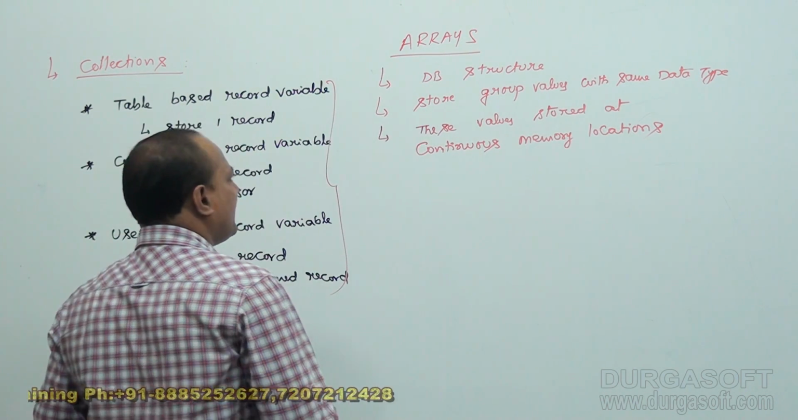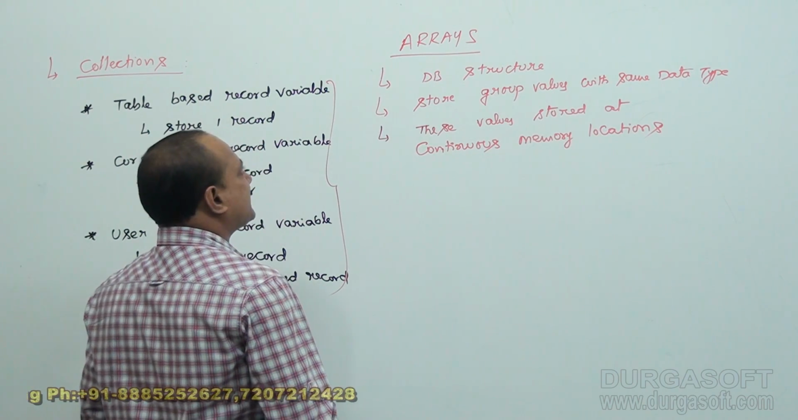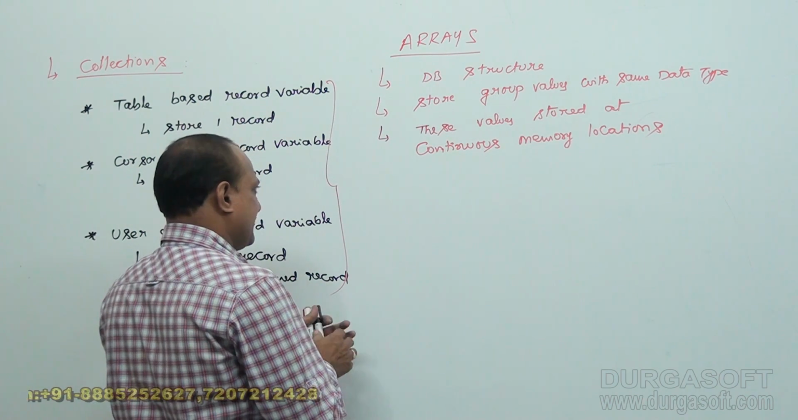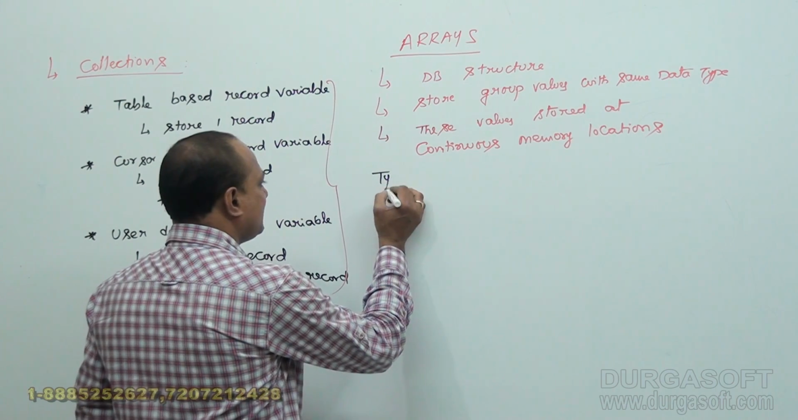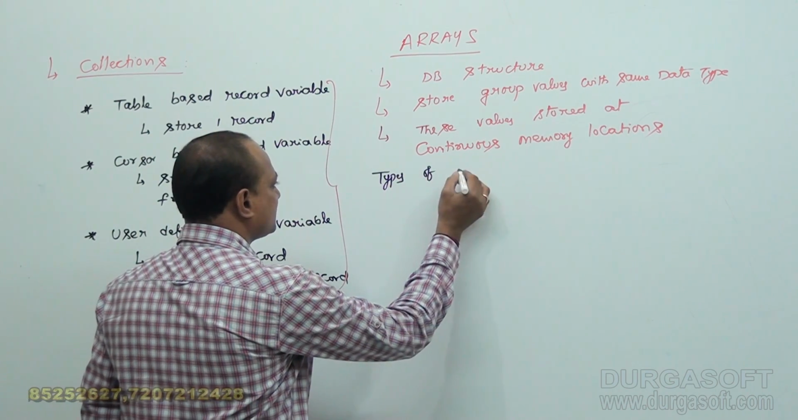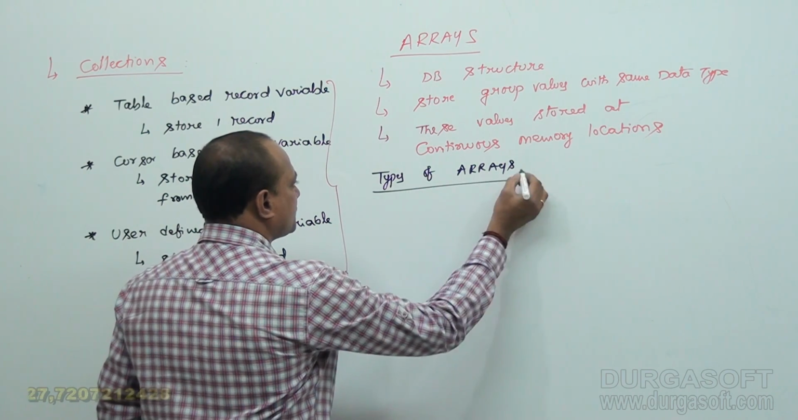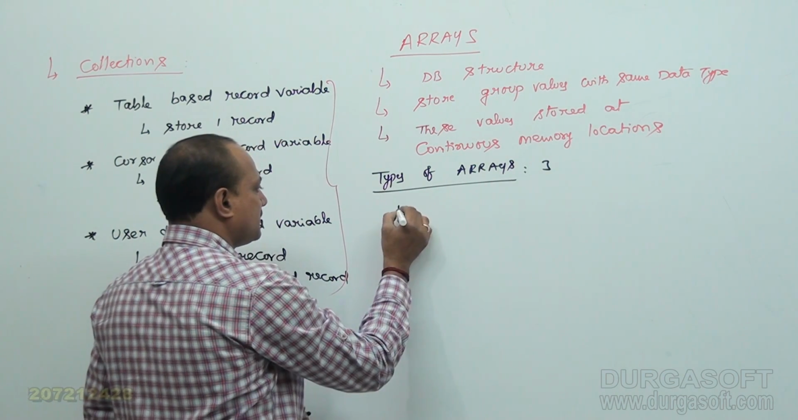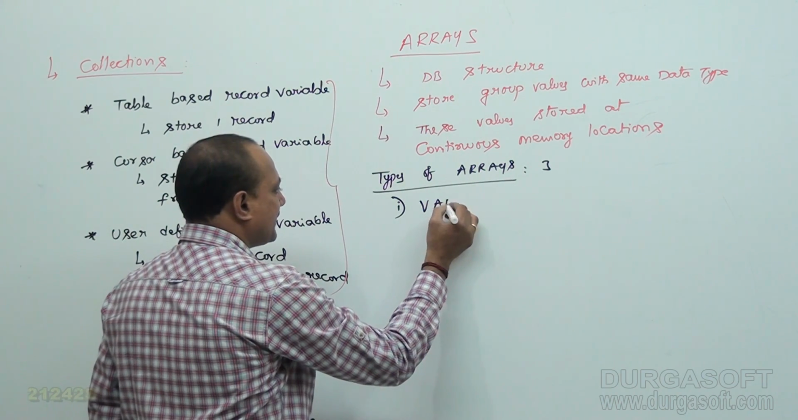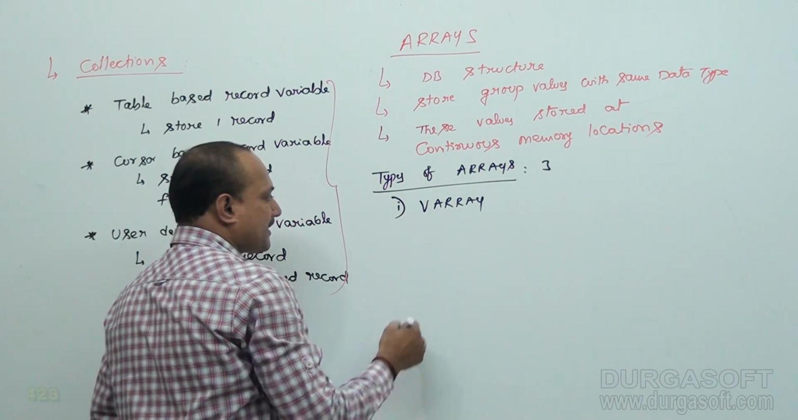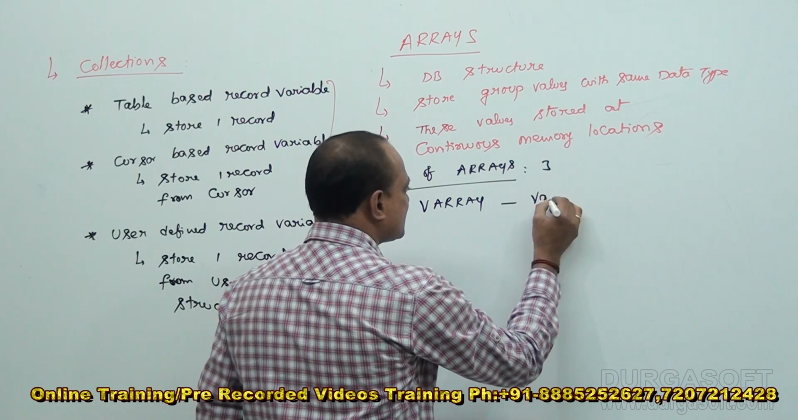So how can I create an array? What are the types of arrays? Let us see how many types of arrays we have. There are three types of arrays. The first one is the V array. What is a V array? Variable sized array.